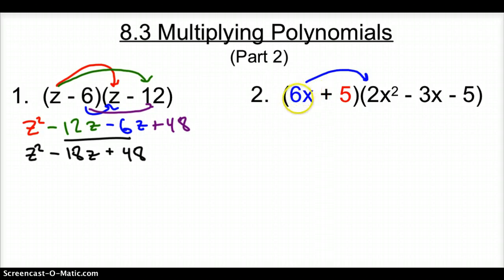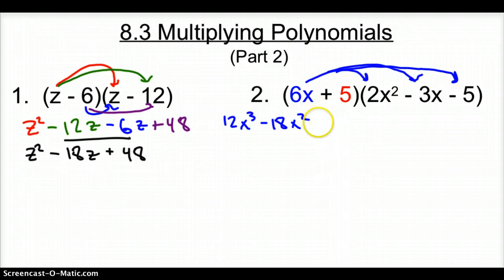So that very first one we do, we take this 6x times 2x squared, and remember we're multiplying the 6 and the 2, so it's going to be 12x cubed because we add the exponents. Now we're moving on to the next term in the polynomial to give us a negative 18x squared. Then we move on to the last term in the polynomial to get a negative 30x. We multiplied everything that we can by that 6.